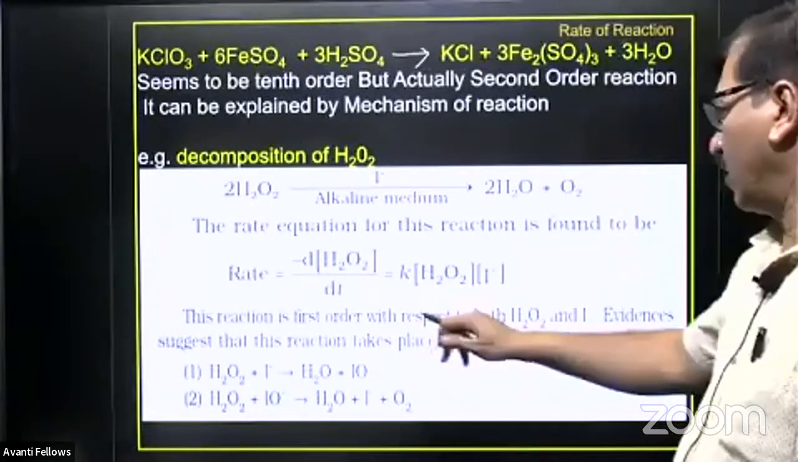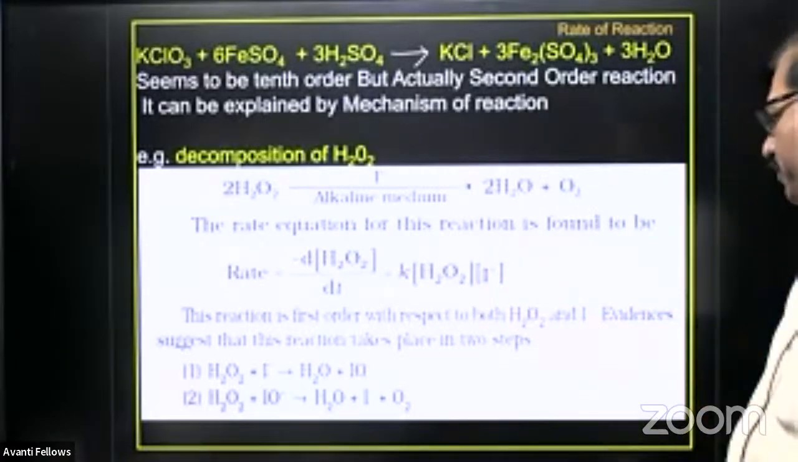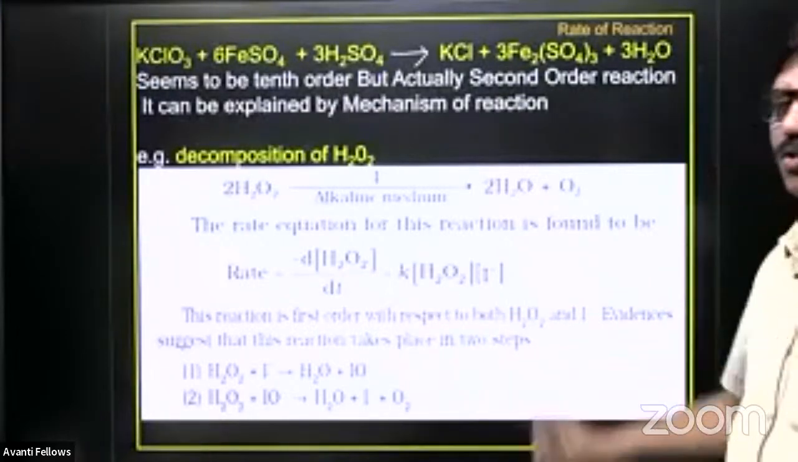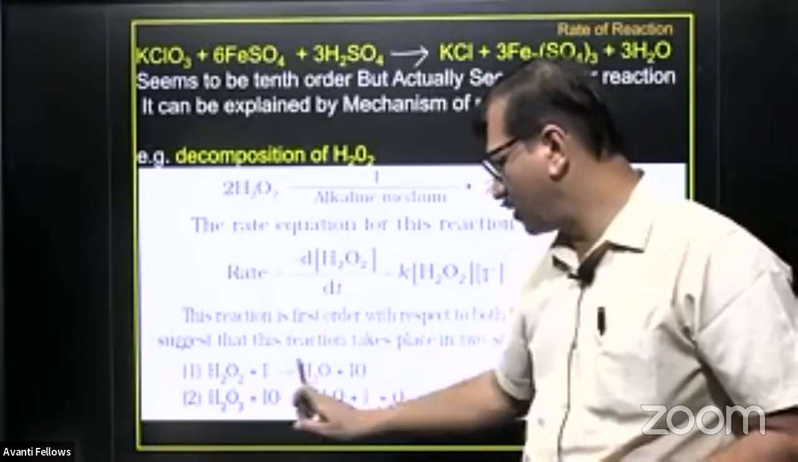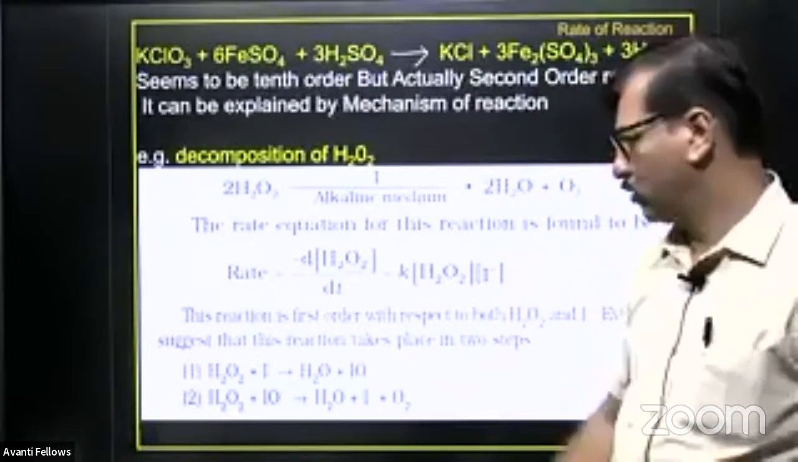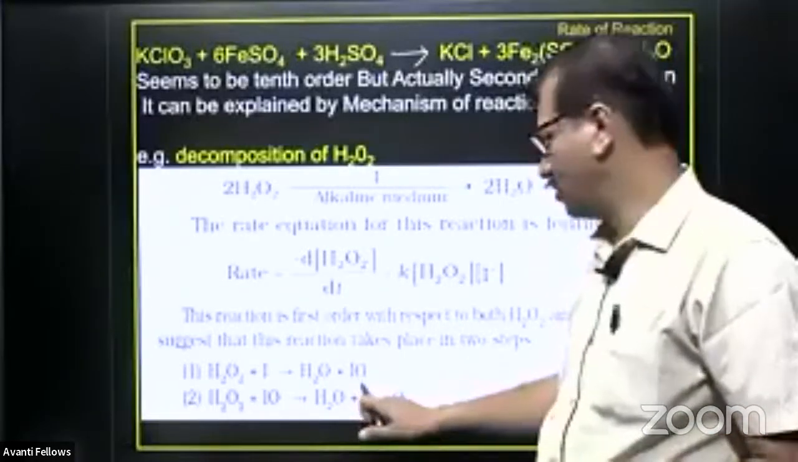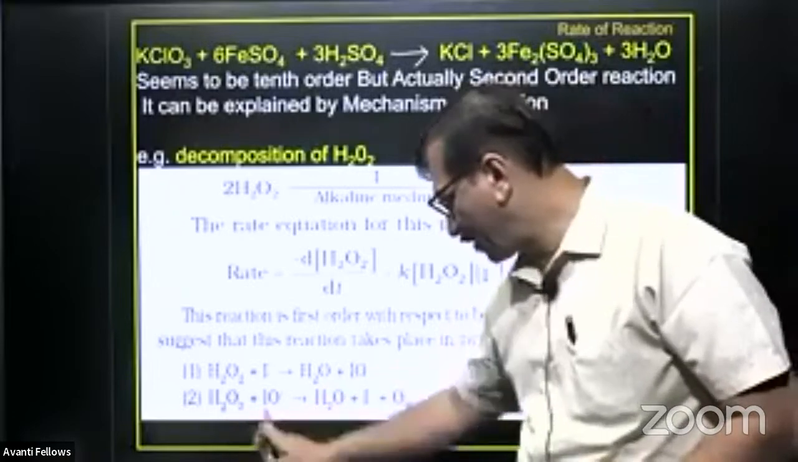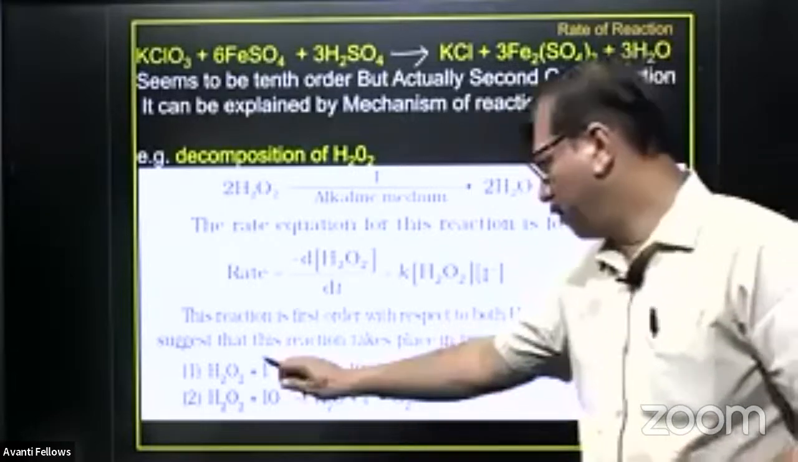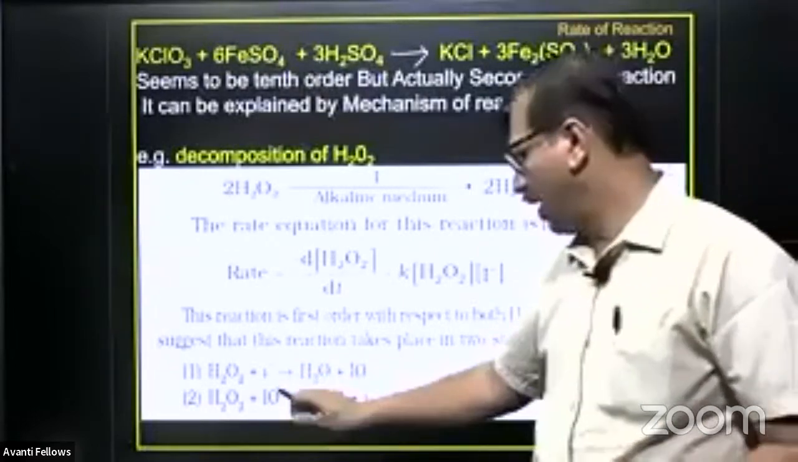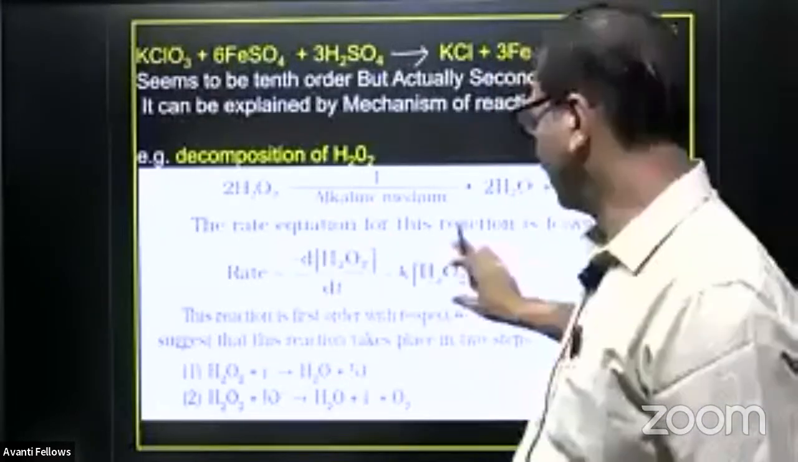This reaction is first order with respect to H2O2 and first order with respect to I minus. Evidence suggests that the reaction takes place in 2 steps. Important. H2O2 plus I minus gives H2O and IO minus. So it initially reacts with I minus to give H2O and IO minus, and H2O2 and IO minus further react to give H2O, I minus and O2. So in the overall reaction, I minus and I minus can be cancelled, and IO minus can be cancelled, and the overall reaction is this.